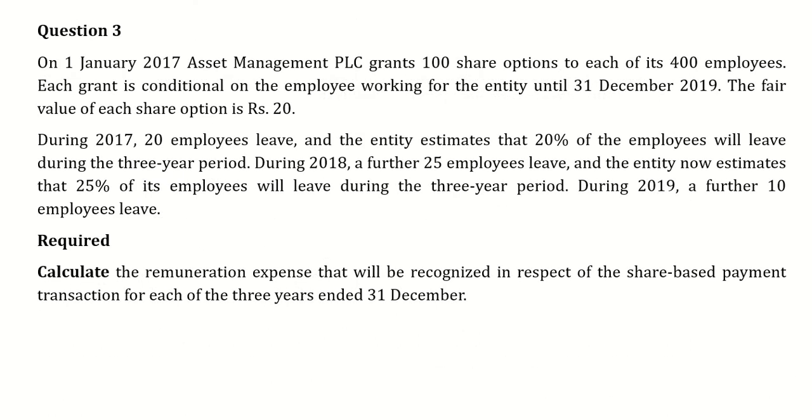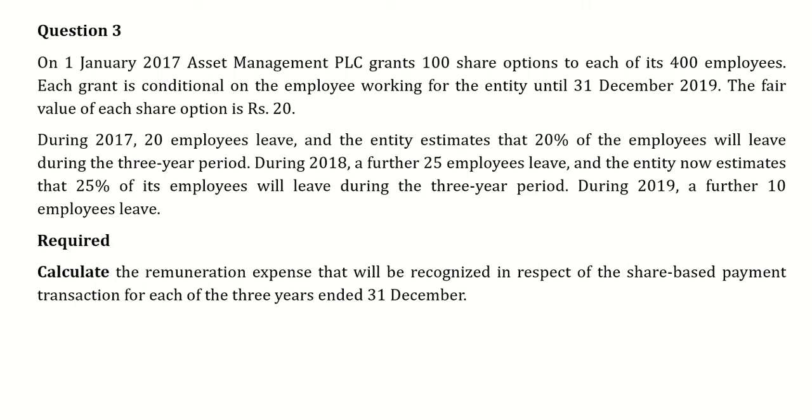Read question number 3. Here you can get an idea how the estimation comes, because we learned that the standard requires you to do this on the best estimate. On 1st January 2017, Asset Management PLC grants 100 share options to each of its 400 employees. Each grant is conditional on the employee working for the entity until 31st December 2019. That means how many years?